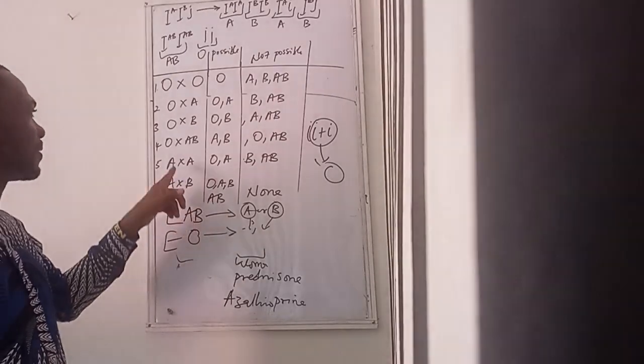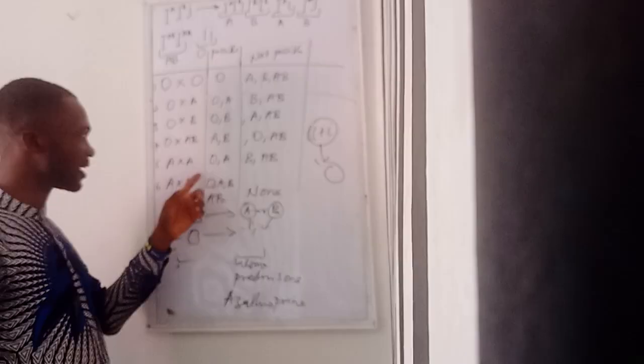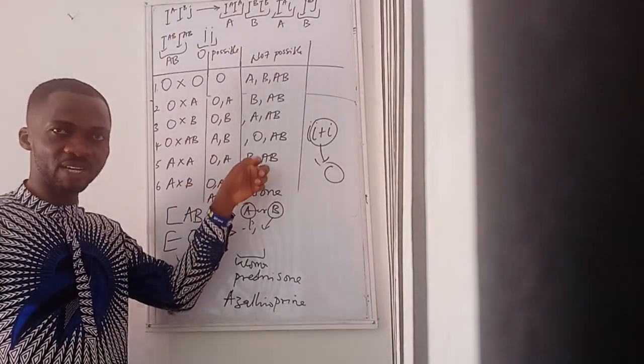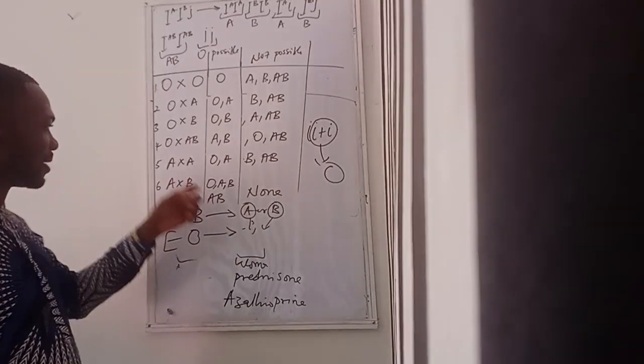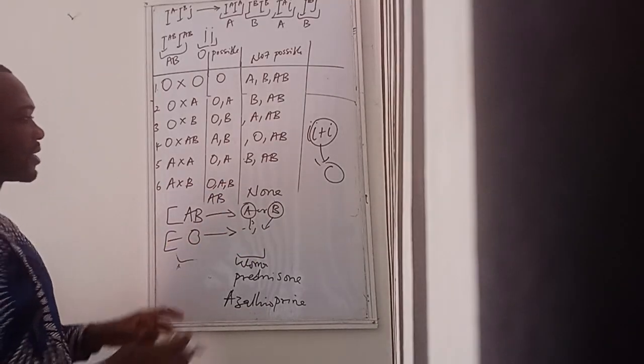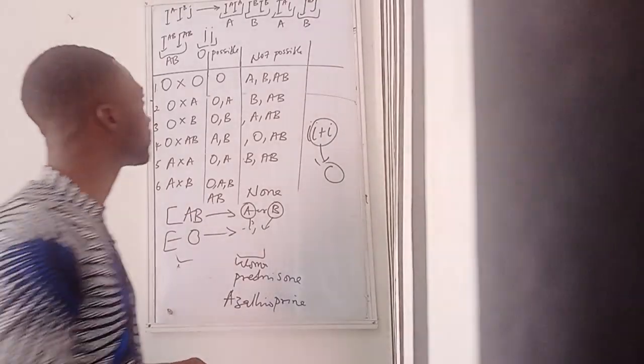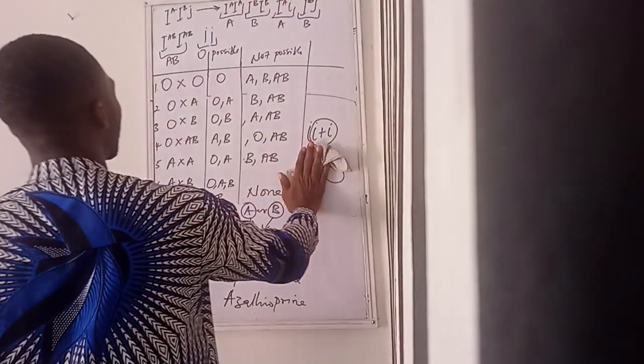Then coming to A and A, I just explained that A and A can bring about O, can also bring about A, but cannot produce B and cannot produce AB. Then A and B, I just explained that. A and B can produce the four blood types. And I've explained that. All right.